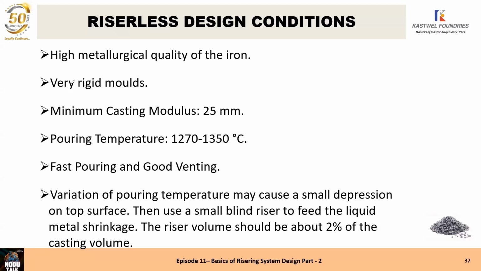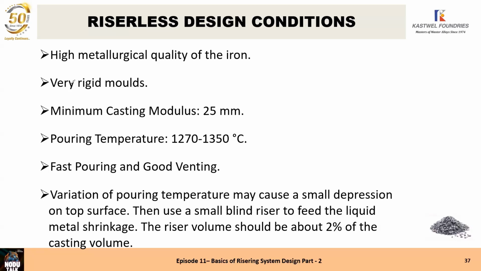Some small variation in pouring temperature may cause a small depression on the top surface. Then we can use a small blind riser, a very small one, to feed the liquid contraction metal shrinkage. This riser volume should be about 2% of the casting volume. In other places we have seen about 5%; 3 to 5%, and I use 5%.